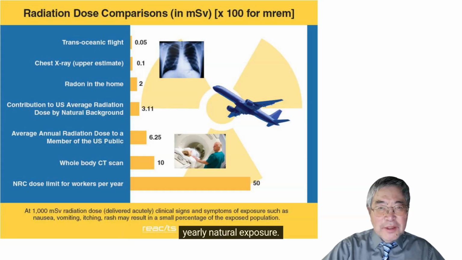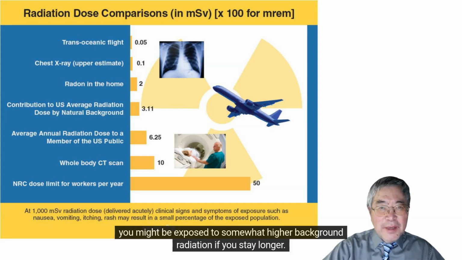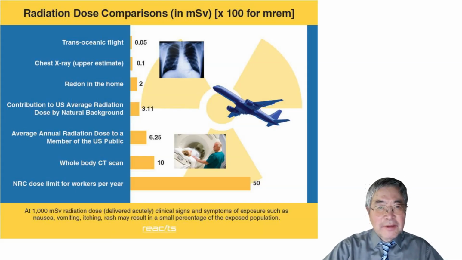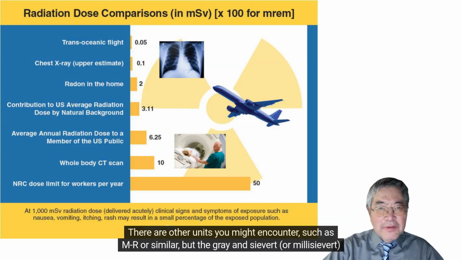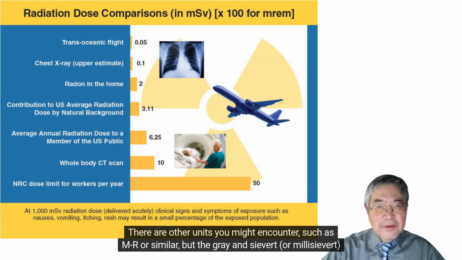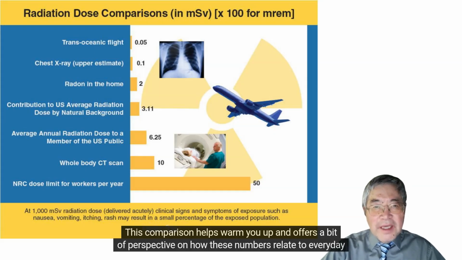natural exposure. You can think of it like visiting a high natural radiation area, such as parts of India or other regions where you might be exposed to somewhat higher background radiation if you stay longer. There are other units you might encounter, such as MR or similar, but the gray and sievert or millisievert remain the standard units for expressing radiation dose. This comparison helps warm you up and offers a bit of perspective on how these numbers relate to everyday life.